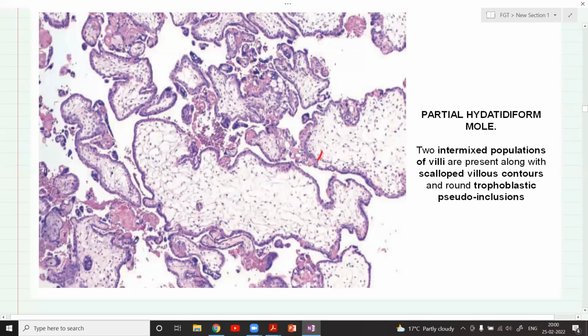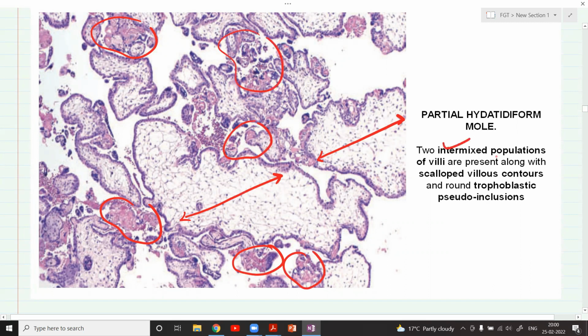Over here, if you see, only some of the villi show the edematous change. All of them don't show. Many of them look like normal. They have normal vessels, normal vascular structures. Yes or no? Some of these are normal villi. So there are two populations of villi present over here.